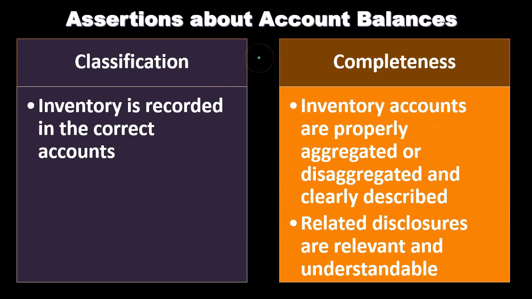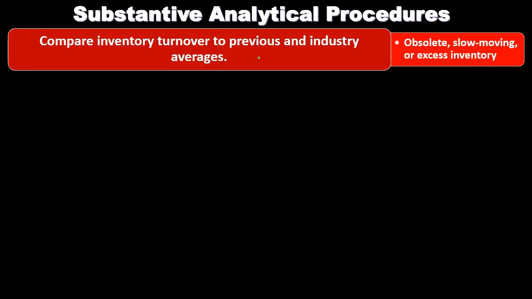Next assertion is completeness with relation to account balance. Inventory accounts are properly aggregated or disaggregated and clearly described. Related disclosures are relevant and understandable.